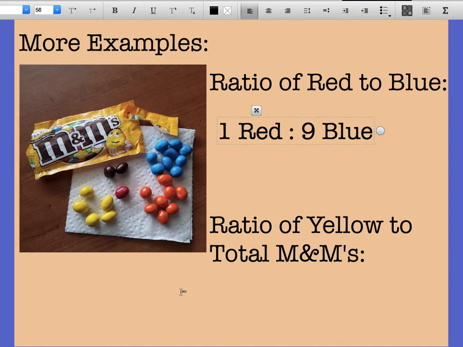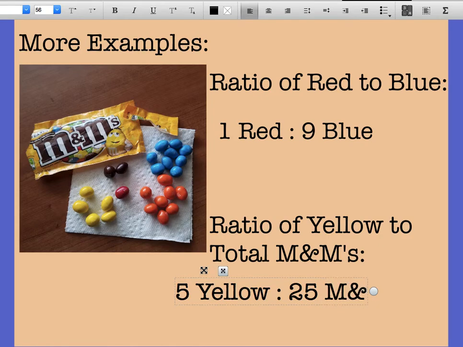All right, next one, let's look at the ratio of yellow to total M&Ms. So I'm going to count the yellows. So there are 5 yellows. And then to total, I'd have to count all of them. So I have the 5, 6, 7, 8, 9, 10, 11, 12. So it looks like I have 25 total M&Ms.